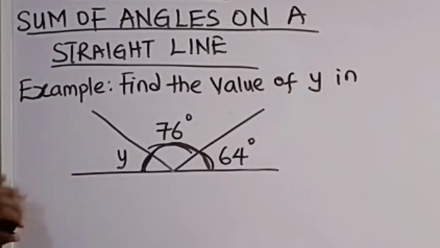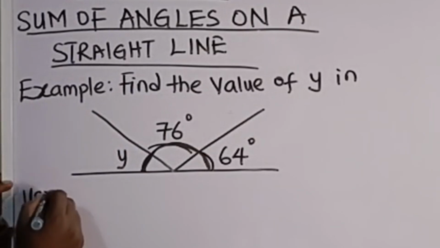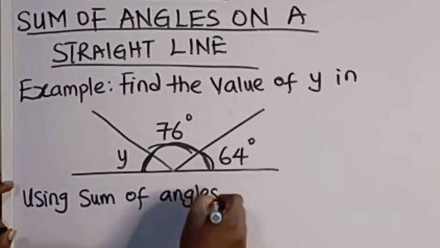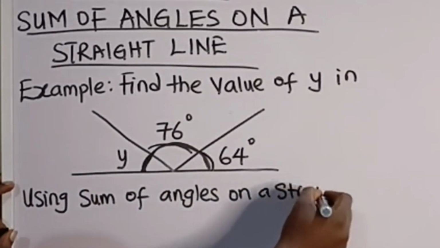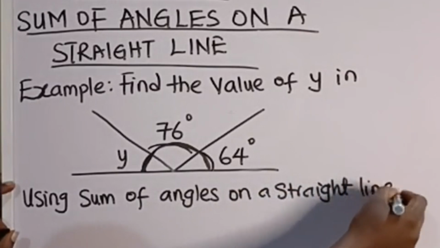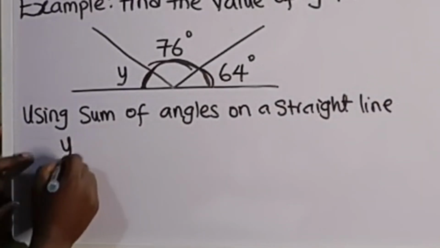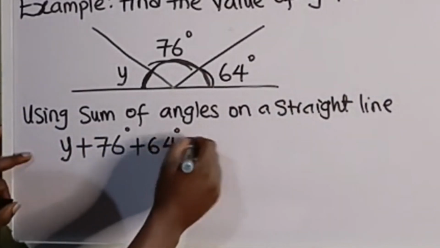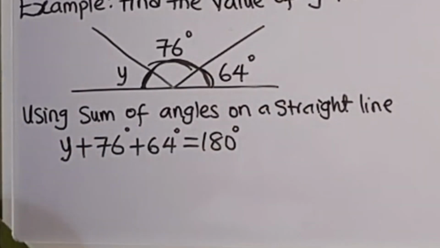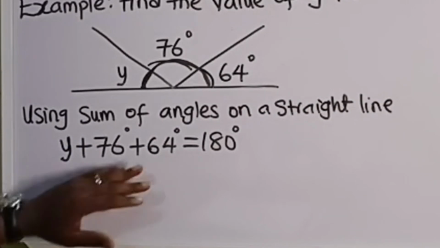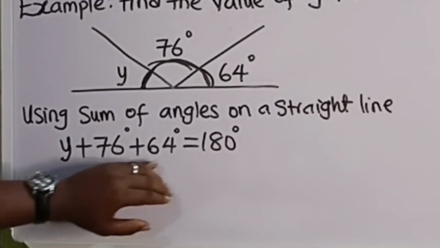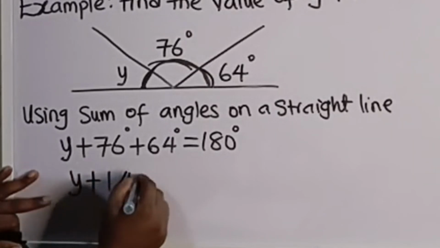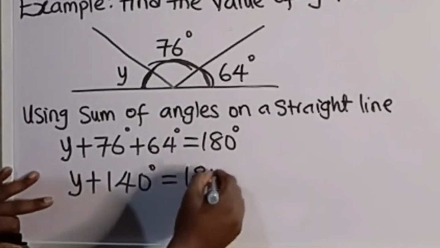So let's look at that. Using the sum of angles on a straight line, we know that y plus 76 degrees plus 64 degrees is equal to 180 degrees. Okay, so using that principle, what is 76 plus 64? 140. So y plus 140 degrees is equal to 180 degrees.